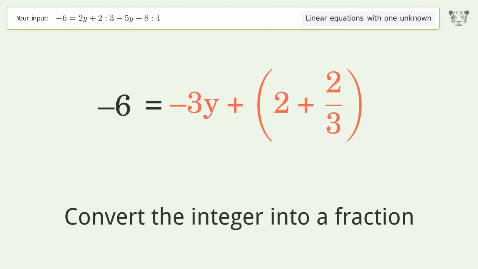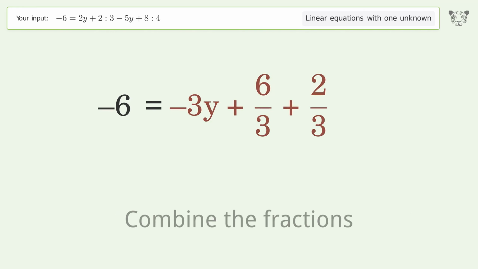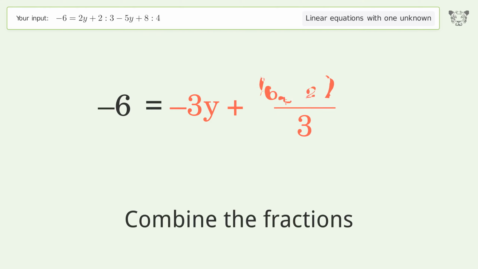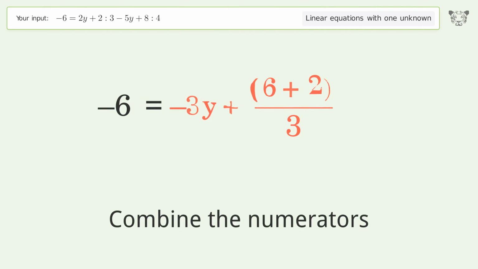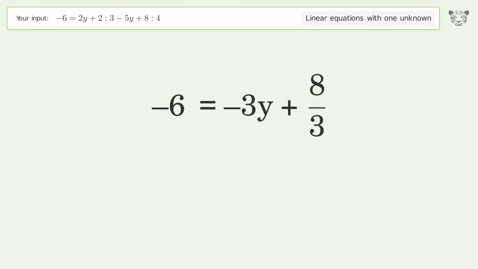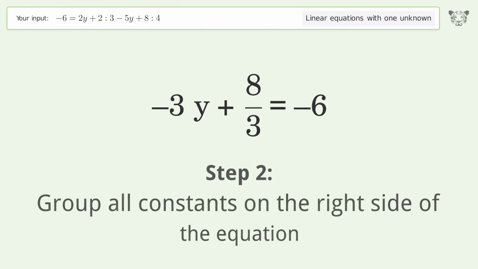Convert the integer into a fraction. Combine the fractions. Combine the numerators. Swap sides. Group all constants on the right side of the equation.